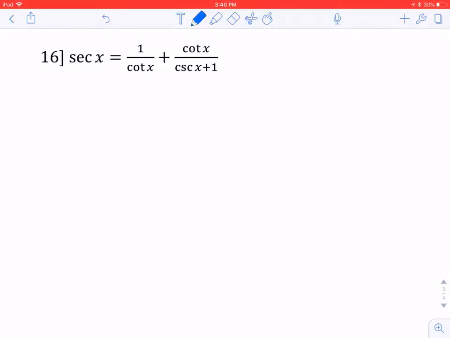Here's how you establish the identity for problem number 16. First, I'll start by deciding which is the more complicated side. The right-hand side, being made up of two fractions being added, is clearly more complicated.